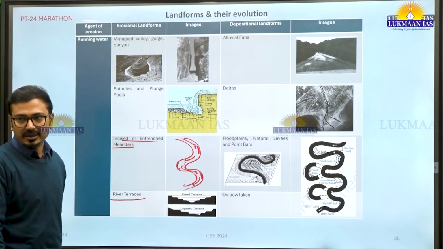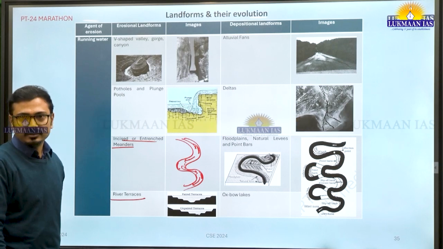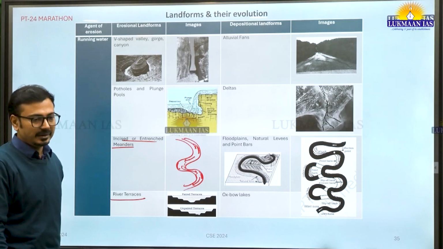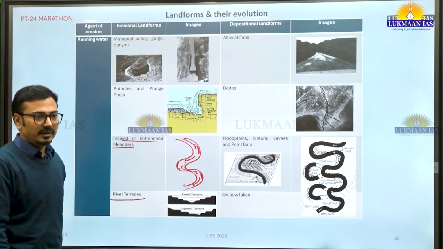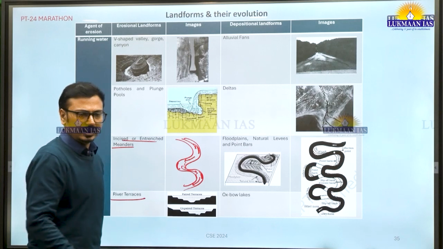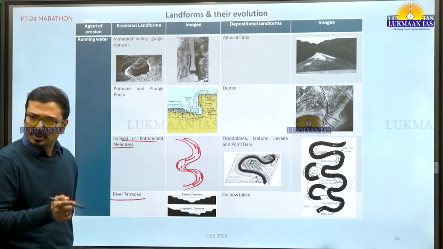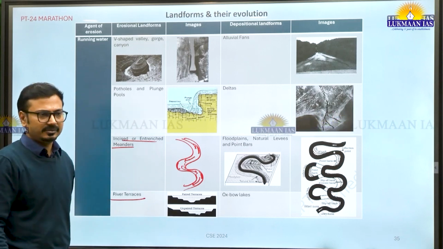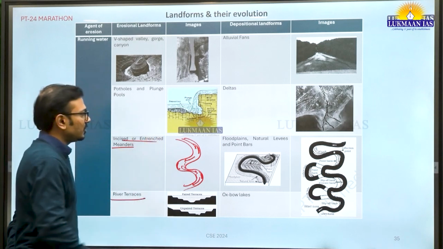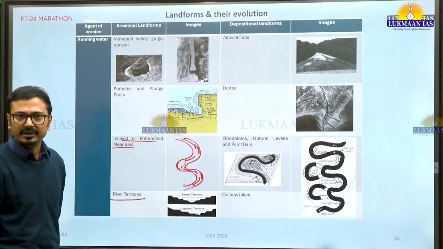Incised and entrenched meander. Okay, so if in a particular location you find that the meander has an excessively cut region, this is because of rejuvenation of the river. Rejuvenation of the river, so that is called entrenched or incised meanders. Fine, understood?